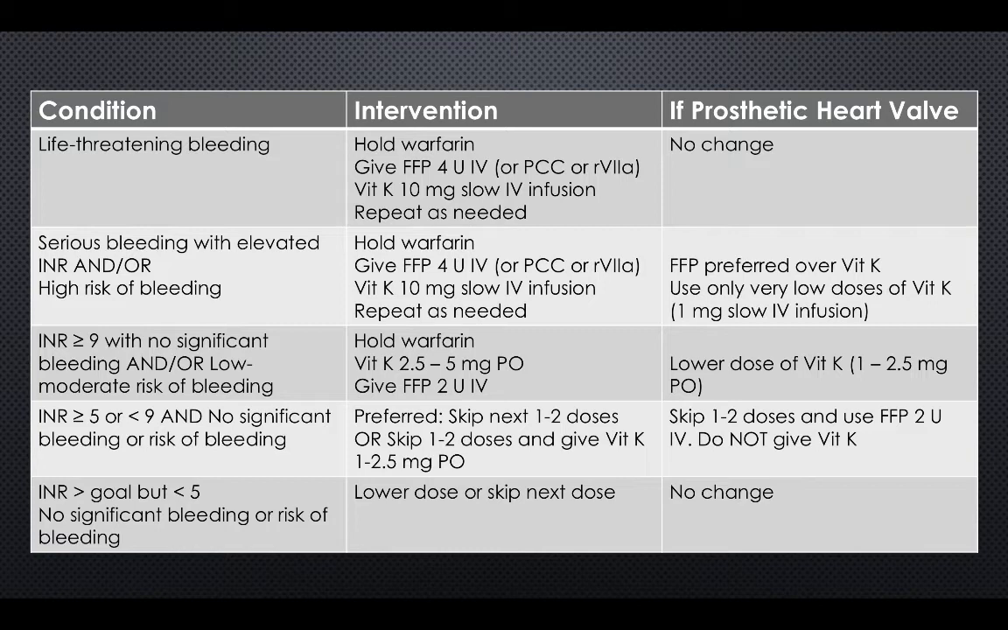Dosing of vitamin K should be based on INR and risk of bleeding. Additional consideration for lower doses are important to consider for those who are at high risk for thrombosis, as in the case of patients with prosthetic heart valves. If no bleed is present, management of supratherapeutic INR is more conservative, either lowering the dose or skipping 1 to 2 doses until INR is therapeutic.